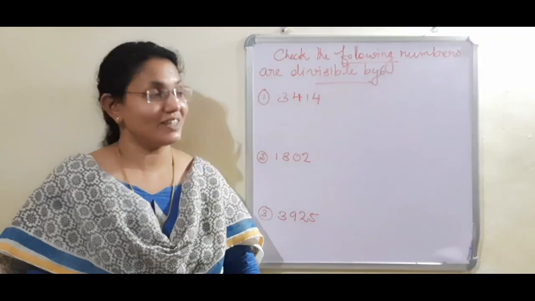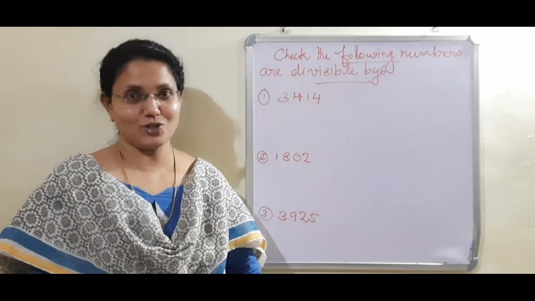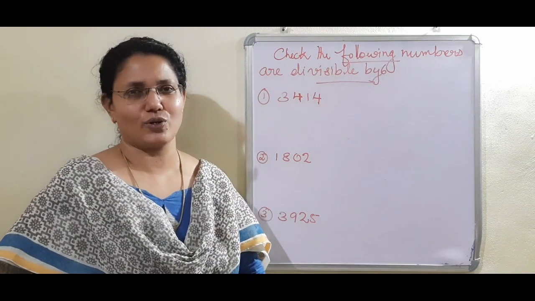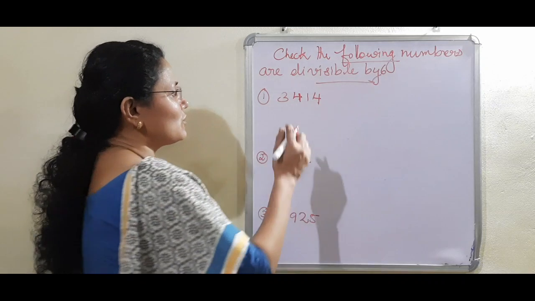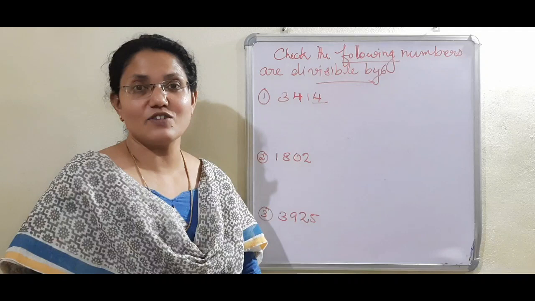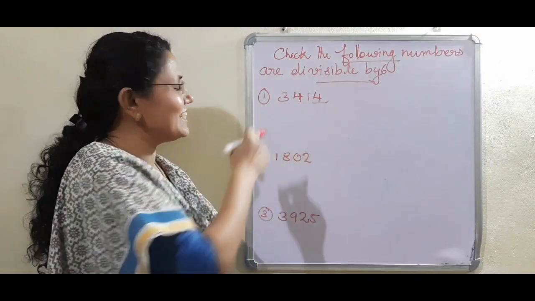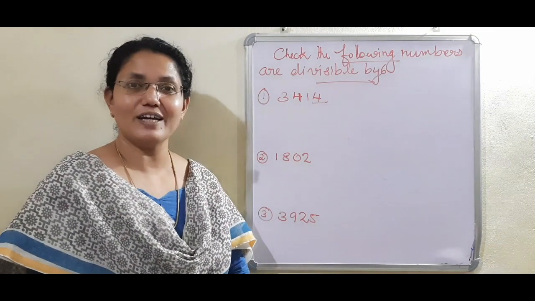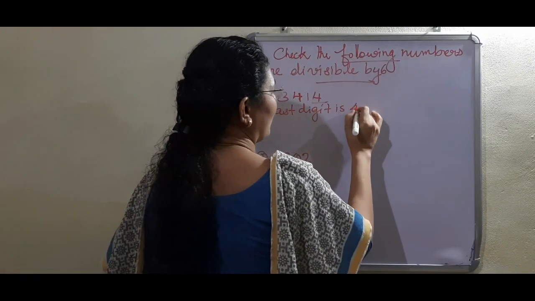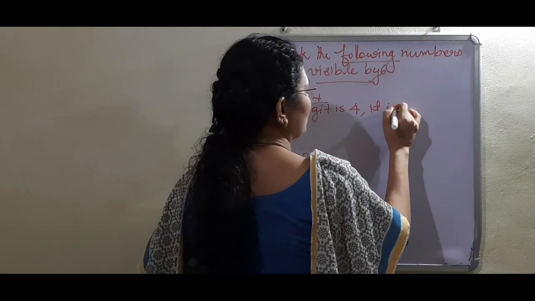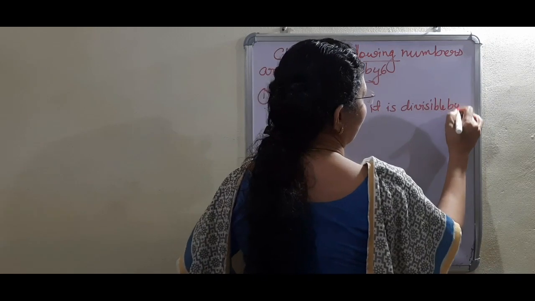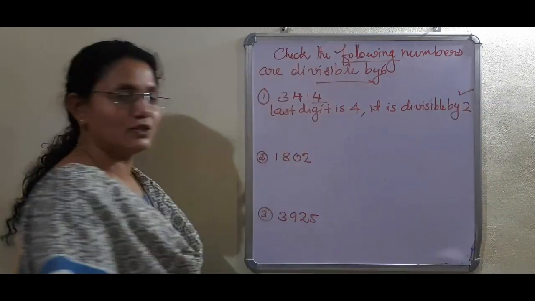Okay, we can check whether it is divisible by 6 or not. What to do? First, we check whether the number is divisible by 2 or not. Check the digit in the ones place: if the last digit is an even number, then it is divisible by 2. Last digit is 4. It is divisible by 2.